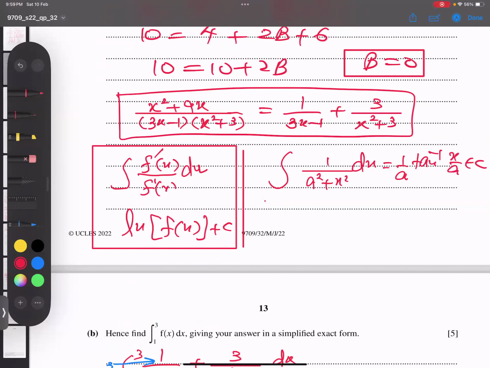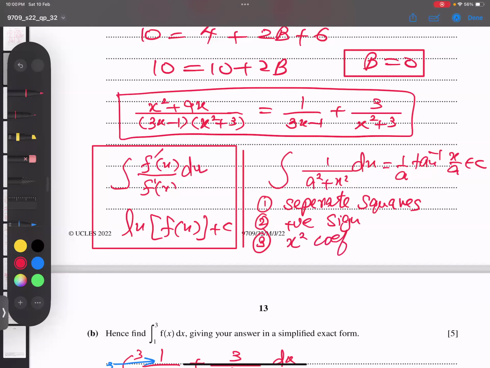Repeat. 3 rules are there to implement. Rule number 1, separate squares. Number 2, positive sign in the middle. Third rule, the x square coefficient must be 1. So the x square coefficient is 1. These 3 rules I must implement.